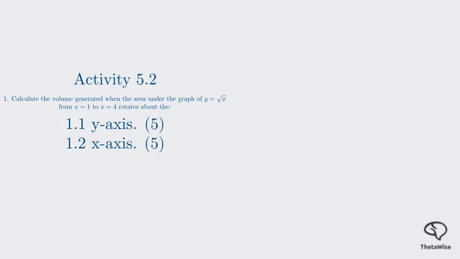Our first problem asks us to calculate the volume generated when the area under the graph of y equals the square root of x, from x equals 1 to x equals 4, rotates about the y-axis and the x-axis. Let's begin by visualizing the area we're working with. This is always a crucial first step. We'll sketch a graph of the function y equals the square root of x, from x equals 1 to x equals 4. The area we are interested in is bounded by this curve, the x-axis, and the vertical lines x equals 1 and x equals 4.